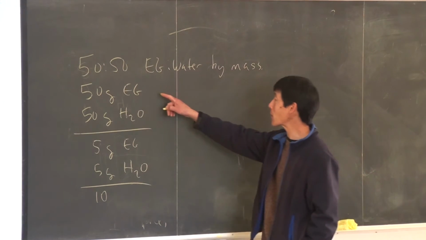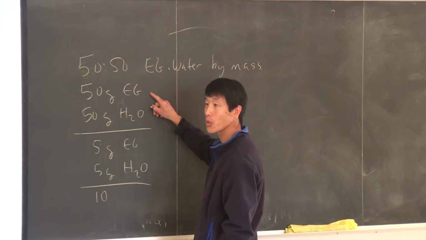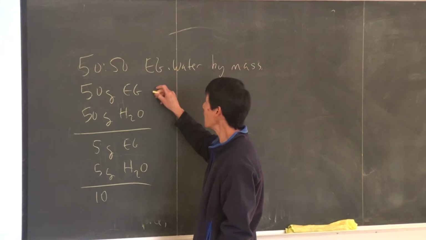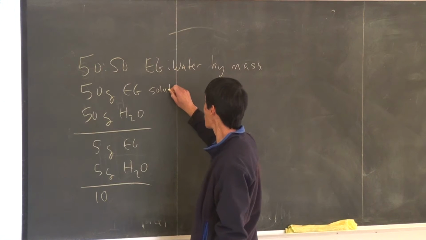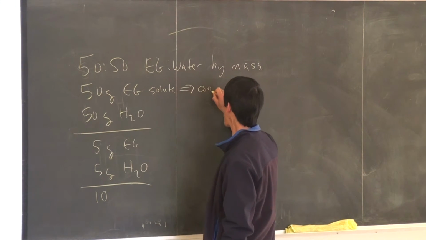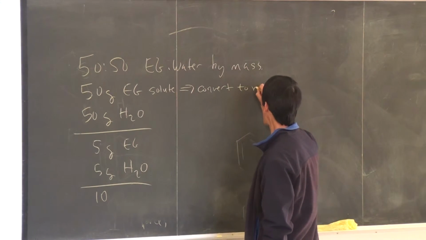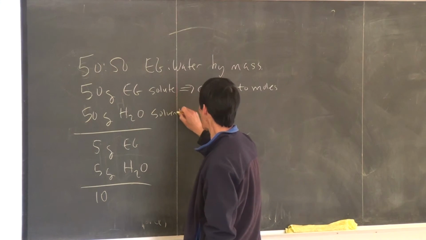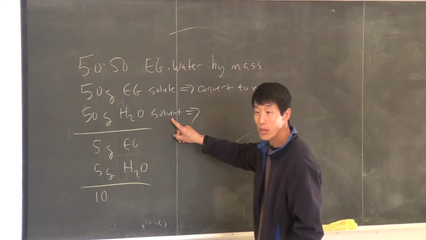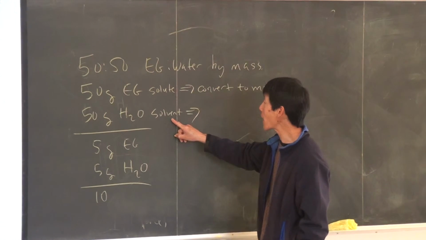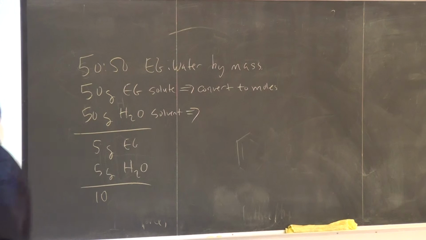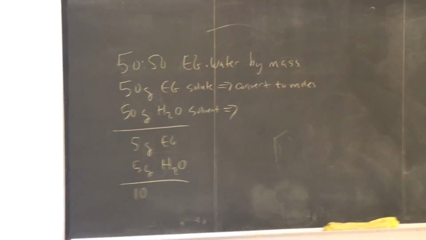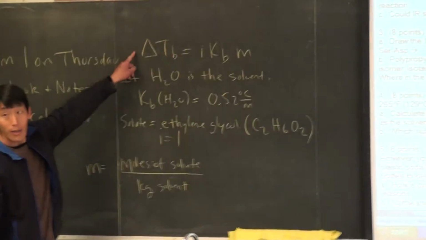Okay, so if you want to use 50 grams of ethylene glycol, how do you convert it to moles? This is going to be our solute. We convert to moles. This is our solvent. We have to use this in the denominator of our equation. So now we know the moles of solute, the ethylene glycol, and the kilograms of solvent, and we can figure out molality, and then we can plug it into this equation and figure out delta T. Okay.